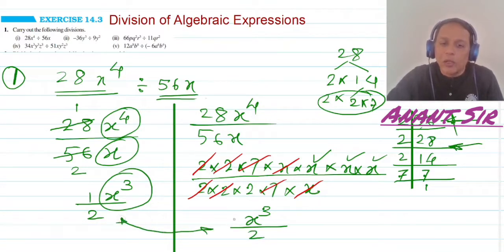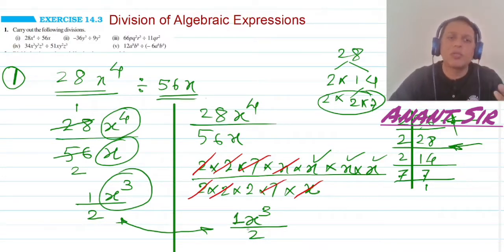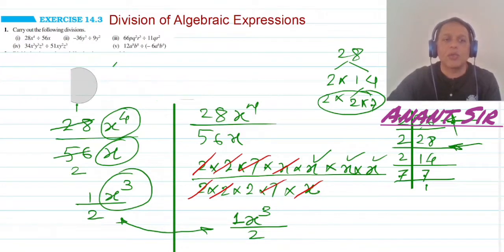What is the coefficient of x cube here? It is 1. If you write it, it's okay. If you don't write, still it's no problem. Okay. So let's see how to solve the next question now.